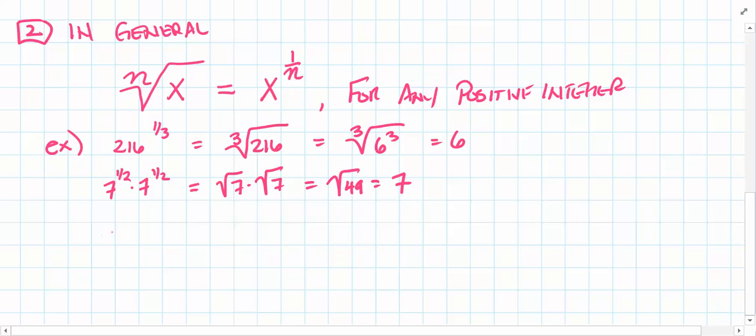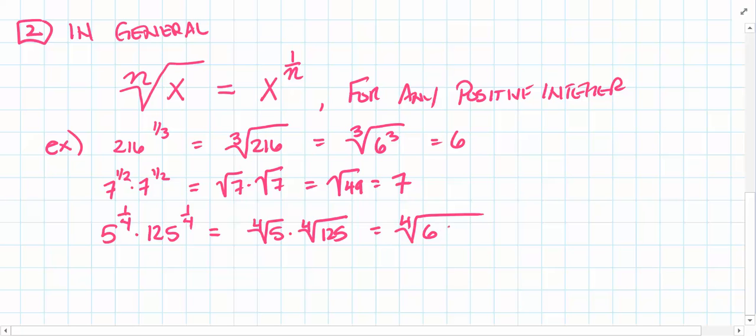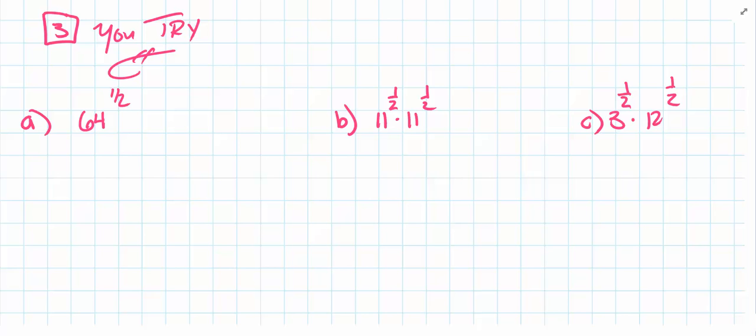If we did 5 to the 1/4 and we multiplied it by 125 to the 1/4, I could rewrite this as the 4th root of 5 multiplied by the 4th root of 125, which gives me the 4th root of 625, which of course just gives me back 5. Okay, so you guys go ahead and try these three here. Simplify the rational exponent expressions.